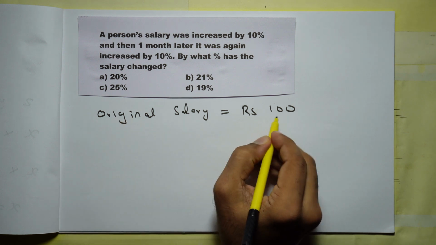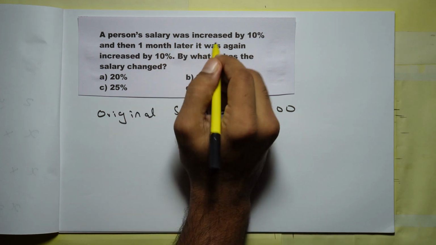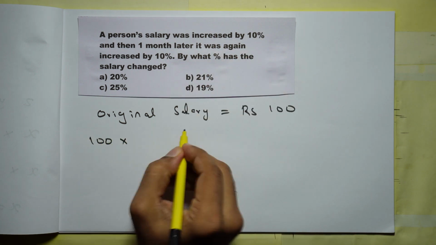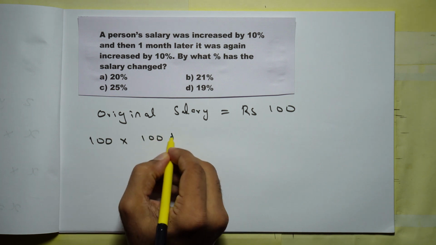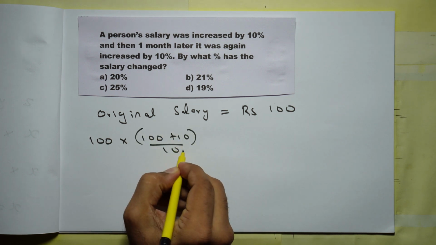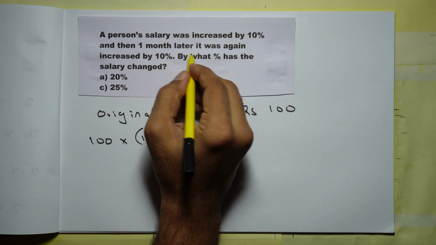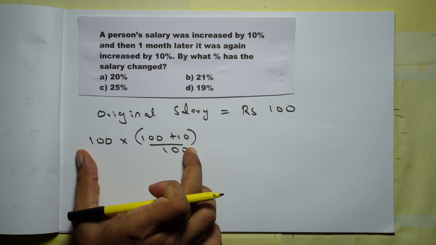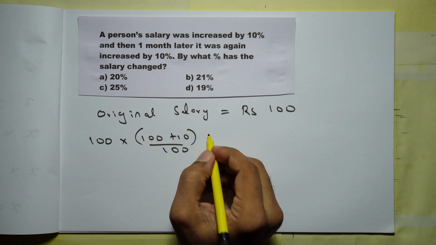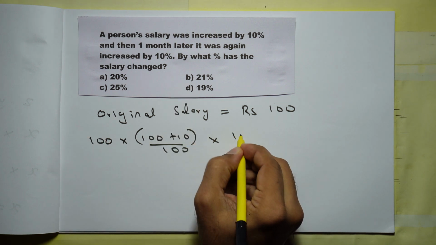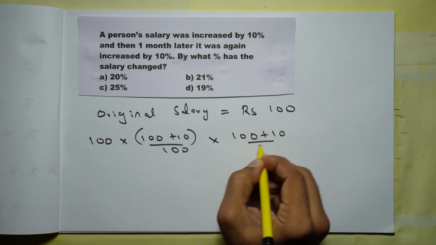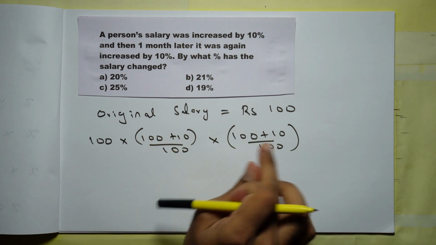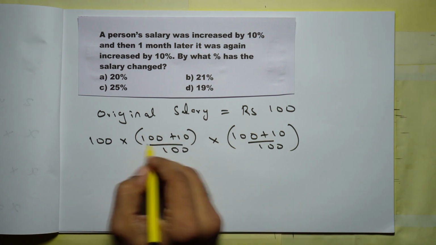So original salary we are assuming it to be 100, and it was increased by 10%. So 100 into 100 plus 10 by 100. And 1 month later again it was increased by 10%. So this salary was now increased by 10%, into 100 plus 10 by 100. So this will be the new salary after the two 10% increases. So let us calculate this value.